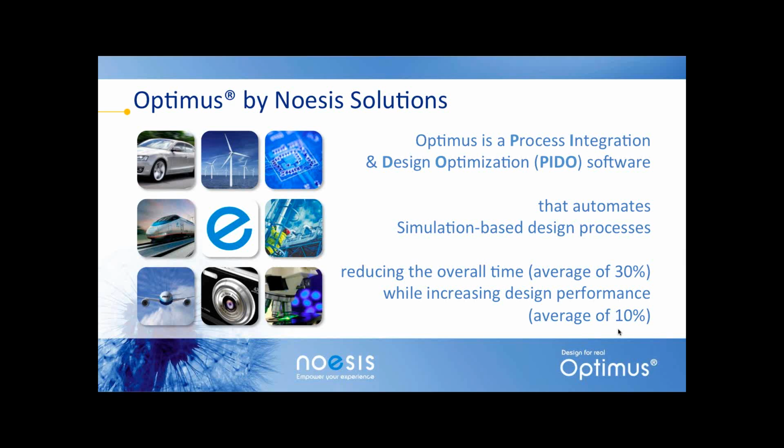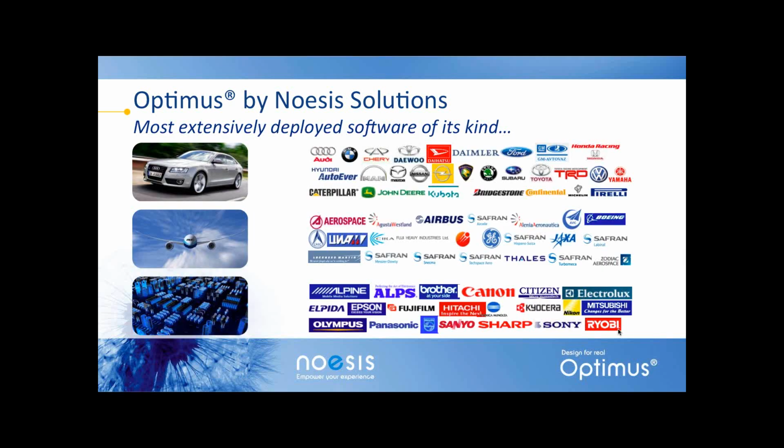Optimus is the most extensively deployed software of this type, this PIDO variety, and we're heavily used in all industries, showing some examples there in the automotive, aerospace, and then all other industries. Of course, anywhere where you're doing simulation-based design, Optimus can potentially be a benefit.